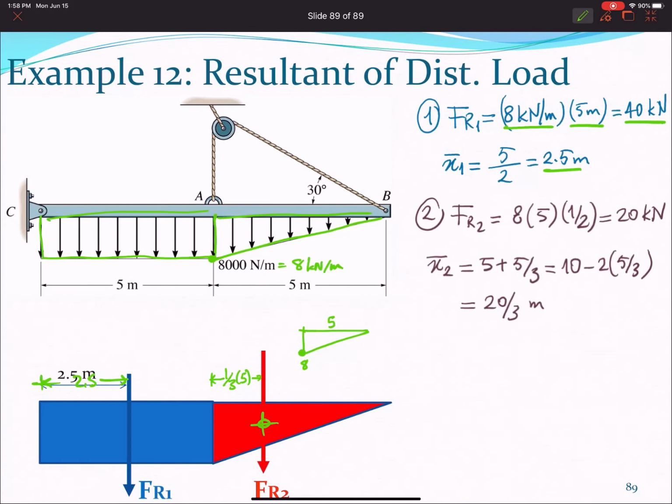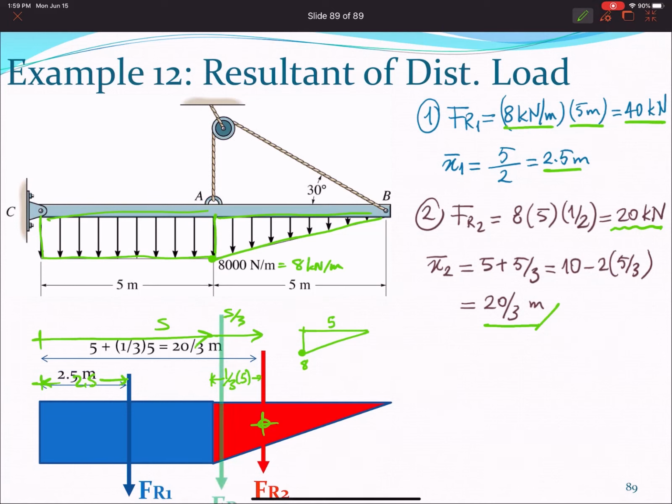So we should get that the resultant force is 20 in the triangle, and the location of the force is 5 meters plus 5 divided by 3. So that's equal to 20/3 of a meter. That is the distance of that. Now my resultant force is the green force, which is equal to 40 plus 20, that's equal to 60.